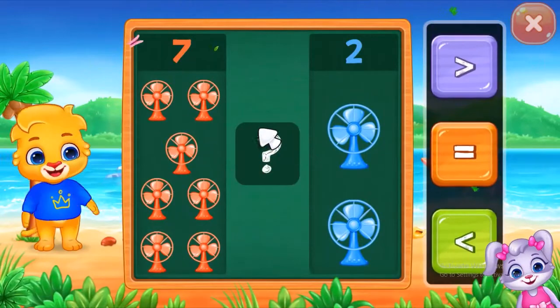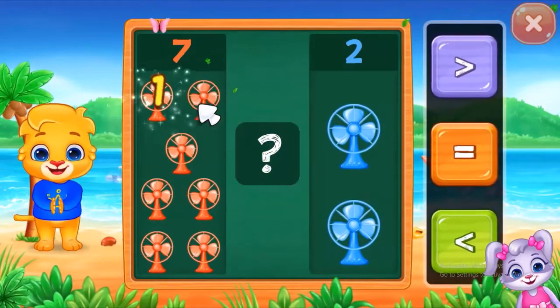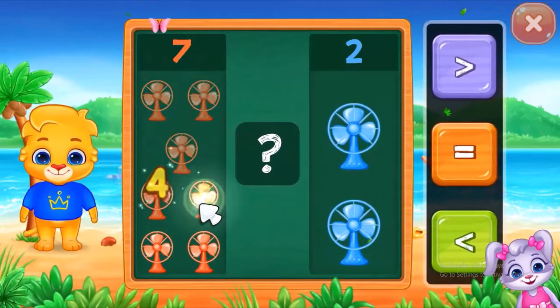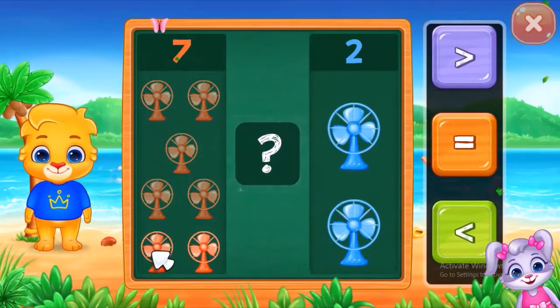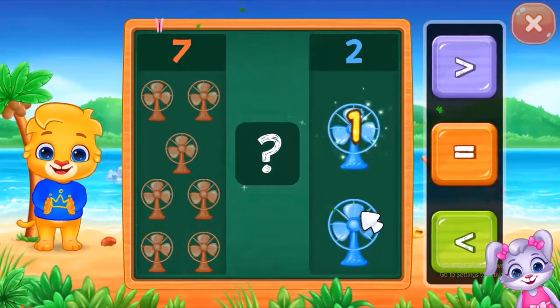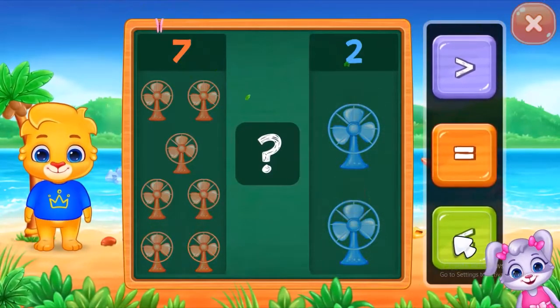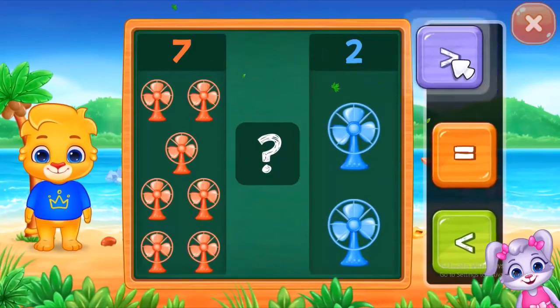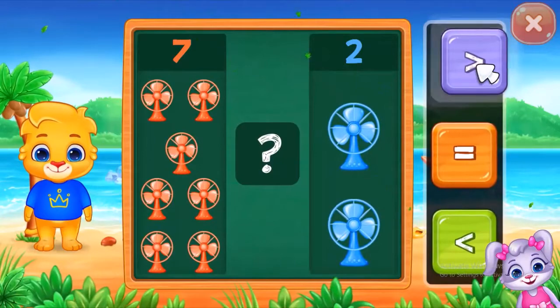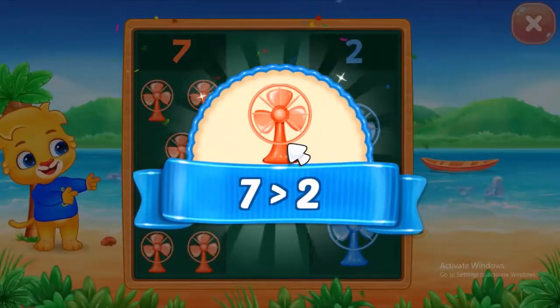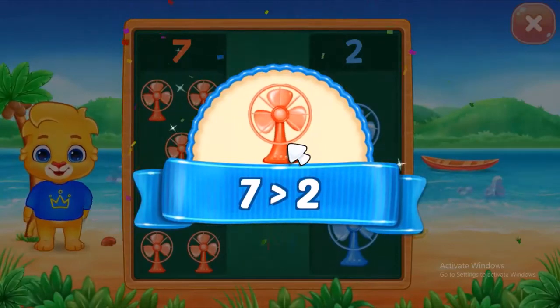Fan. 1, 2, 3, 4, 5, 6, 7. 1, 2. Greater than. Woohoo! 7 is greater than 2.